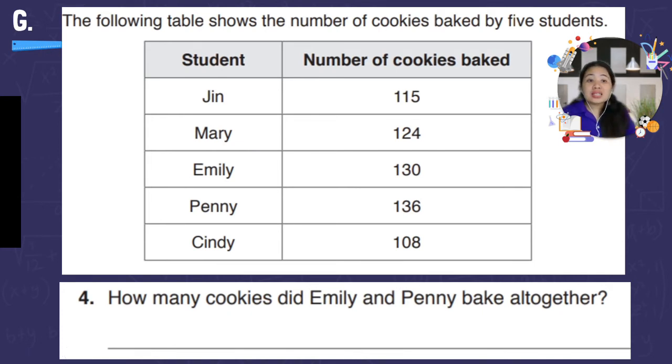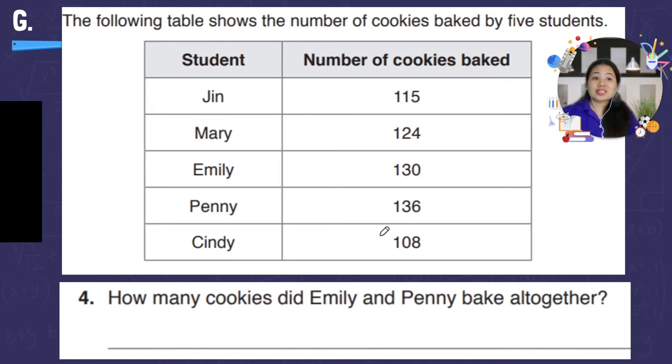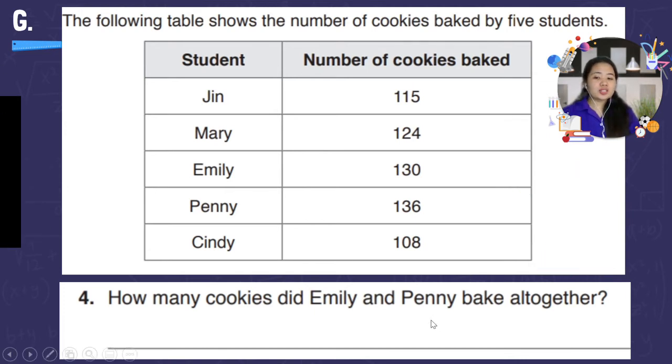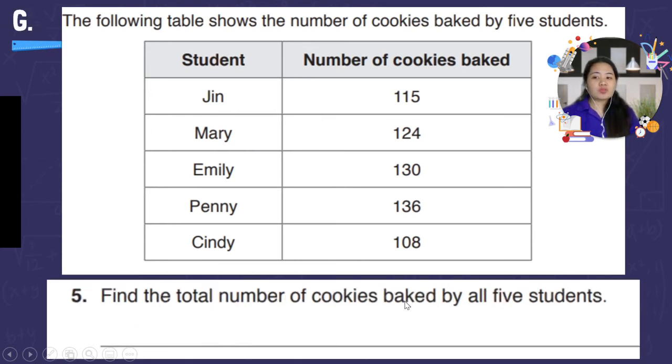Okay, so Emily and Penny. Emily has 130 and Penny has 136 and we have to add. So 130 plus 136. 0 plus 6 is 6. 3 plus 3 is 6. Then 1 plus 1 is 2. So the answer for number 4 is 266. Okay, very good.